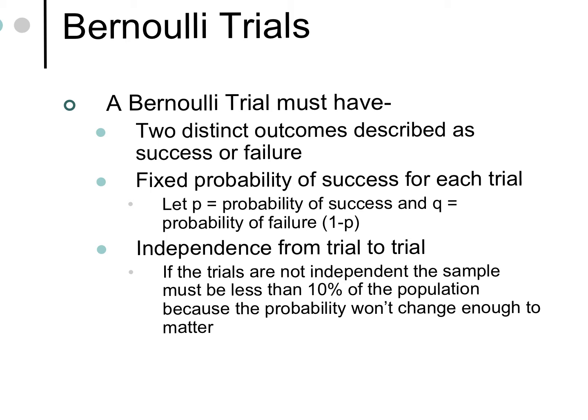If they are not independent, then your sample must be less than 10% of the population. We could talk about getting green M&Ms, and we're not going to be replacing them, so it's not independent, but the number of M&Ms in the world is so large that our little sample of 100 M&Ms is not changing the probability of getting a green. Okay.